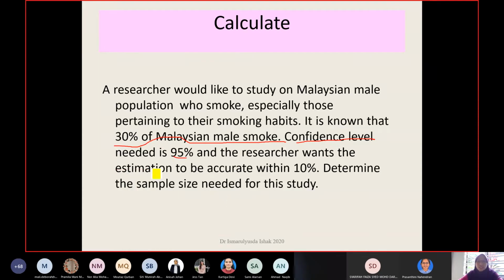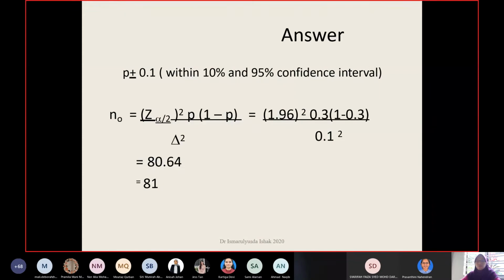Researcher wants the estimation to be accurate within 10%. Determine the sample size needed. So this is going to be your delta. This is going to be your alpha, 95%. This is going to be your P value. Everything is there. So P plus minus 0.1.